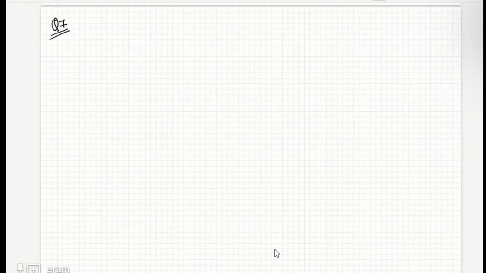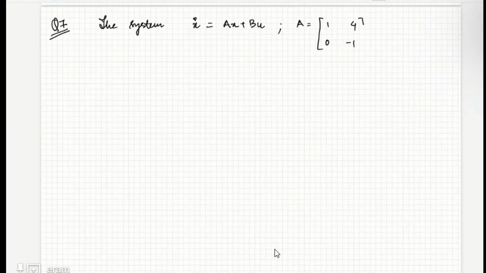Okay, now since we have built up the concept already, let's try to formulate a controller for a second order plant. Suppose we are given the system x dot, a linear time invariant system, with the matrix A as [1, 4; 0, minus 1], and the B matrix is given to us as [1; 1].